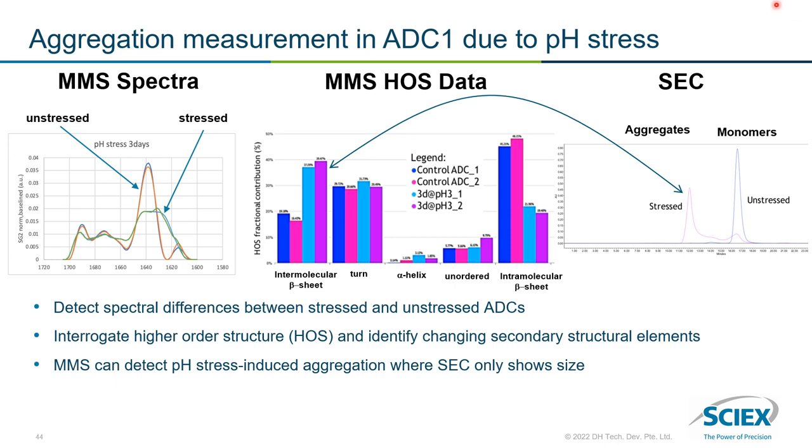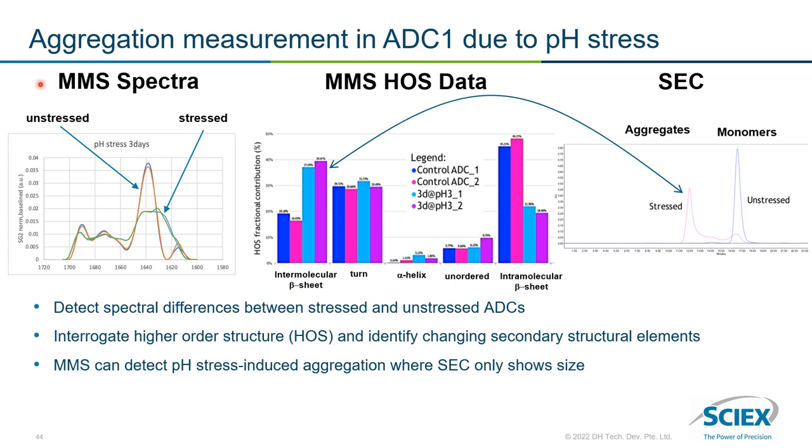On the right, you see the SEC data, and we can clearly see the presence of low and high molecular weight peaks. The low molecular weight species is the ADC by itself, and the higher molecular weight peak is the aggregated ADC. SEC clearly detects the presence of an aggregate, but it does not allow us to understand if this is a structural or colloidal aggregate.